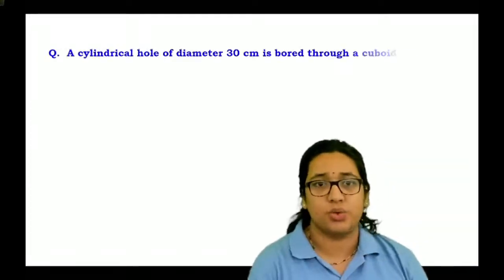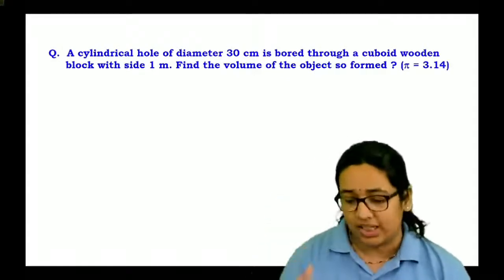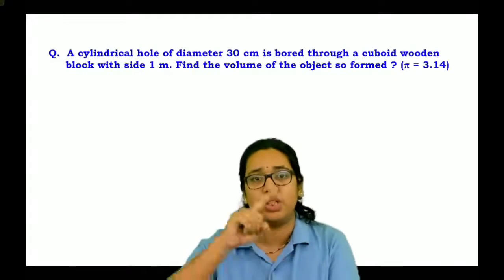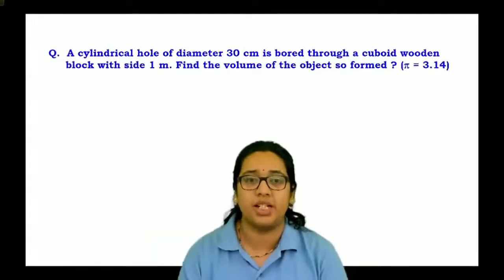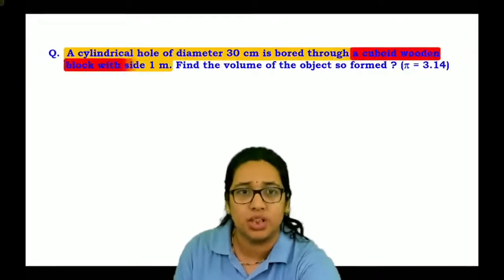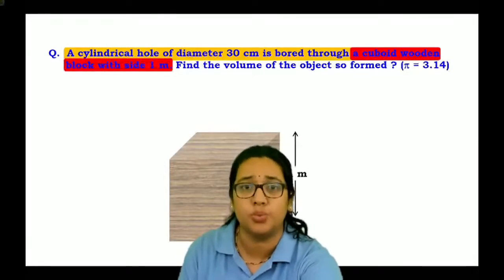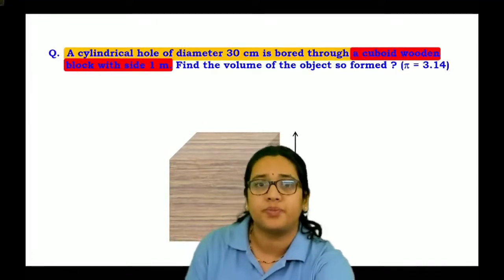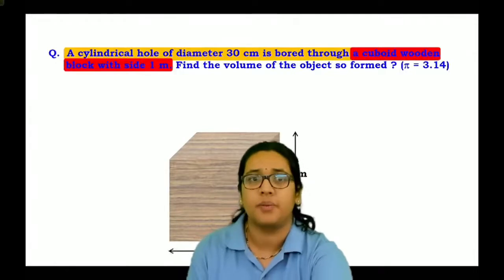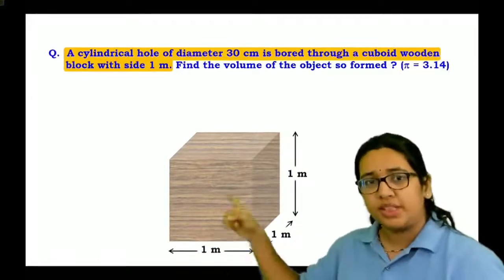Okay. So, we have the new question, which is the last of this type, that is, the right circular cylinder. After this question, we'll start with the right circular cone. So, a cylindrical hole of a diameter 30 centimeter is bored through a cuboid wooden block with one. Find the volume of the object so formed.